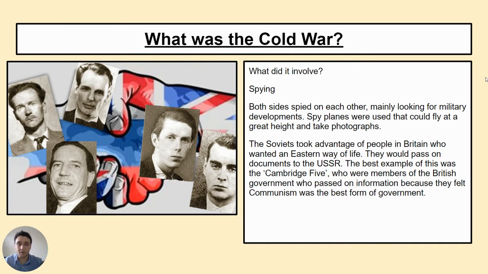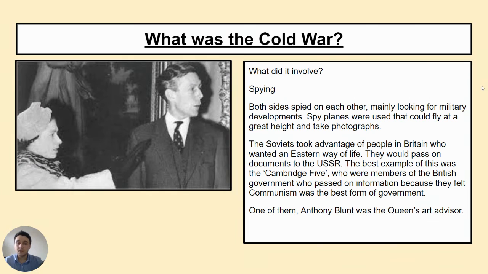There were a few spies. The best example of this is pictured here, the Cambridge Five. These were members of the British government who passed on information to the communists because they felt communism was the better form of government. And no one suspected them for a very long time. In fact, the KGB, the Russian secret police, thought that the Cambridge Five were a hoax because of the quality of information they were passing on. And to give an example of how far this went, one of them, Anthony Blunt, pictured here, was the Queen's art advisor, the Queen's curator.